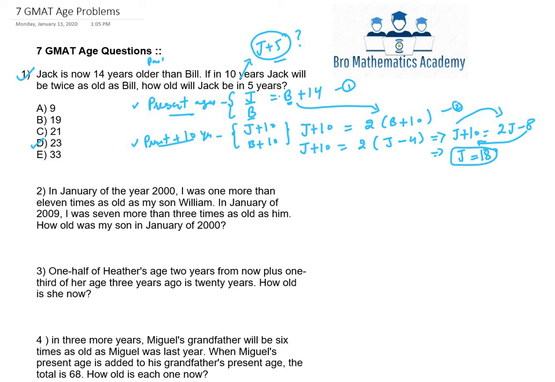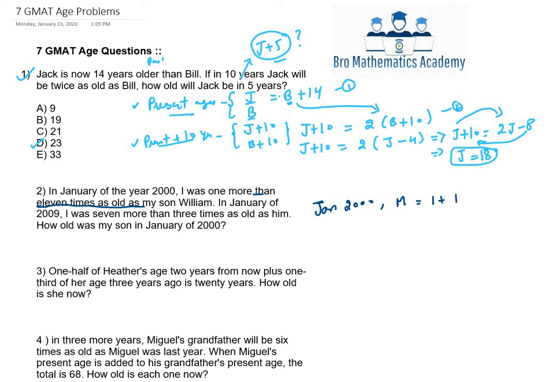Okay, so next, move on to the next problem. In January of 2000, he's talking about January 2000 here. Let's say my age is M, and I was one more than 11 times. One more means one plus, it's plus to something. What is that something? 11 times as old as my son. One more than 11 times.